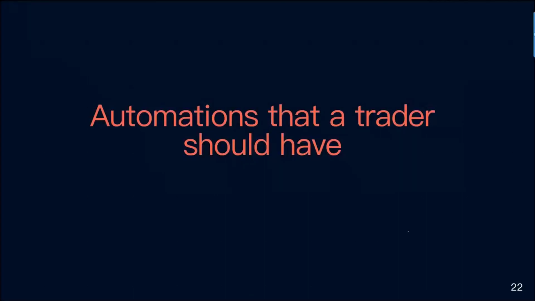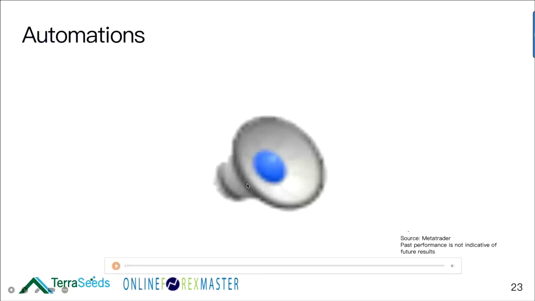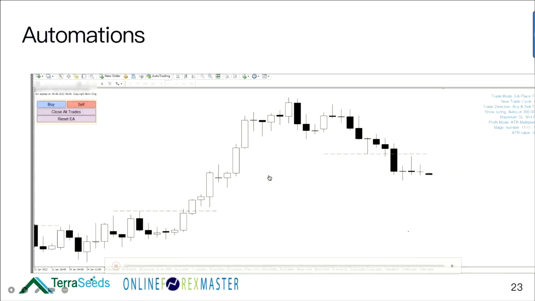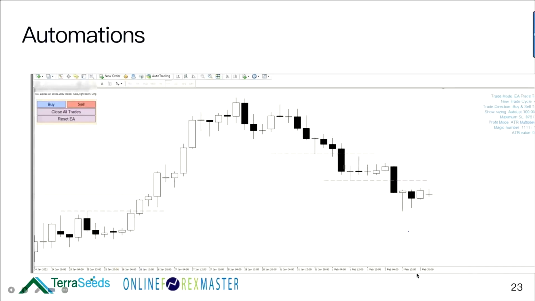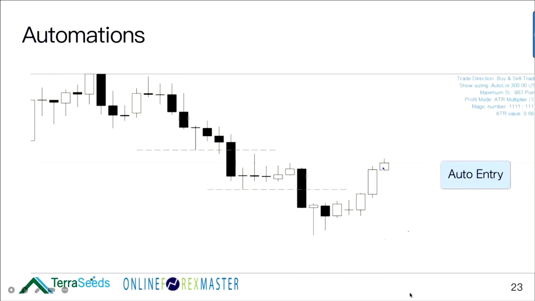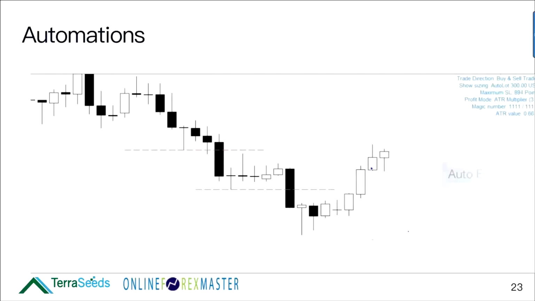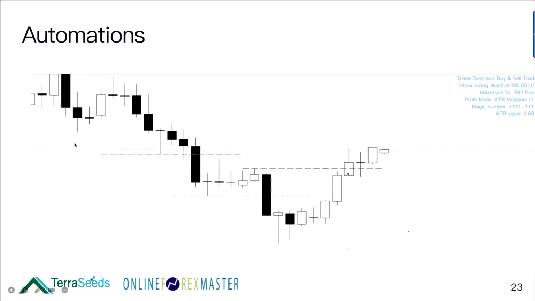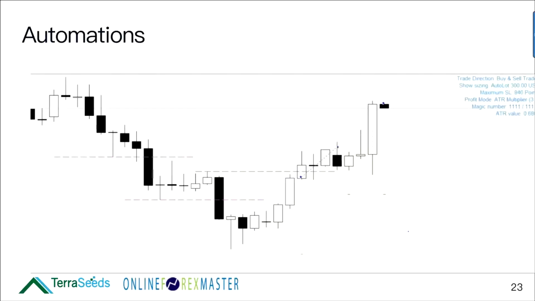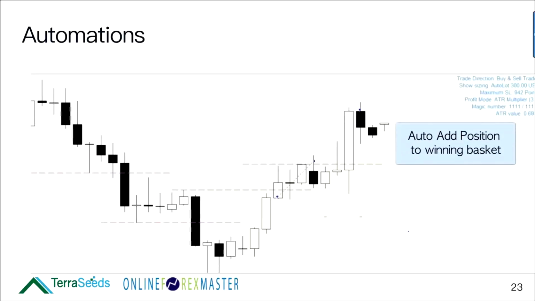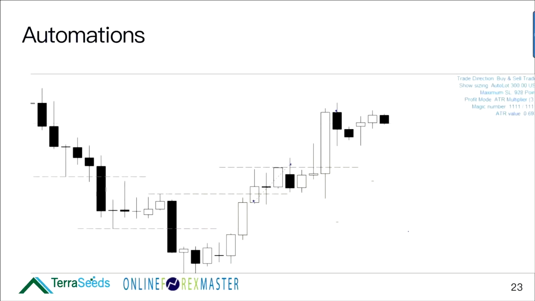Now, lastly, I just wanted to talk about the automations that anybody should have if you are trading. These are automations that I built for myself, so let me quickly run through how it works. The first automation is auto opening. If you have a method, you can automatically open the trade. These automations work on the wash and rinse entry. That means this one is like a buy signal for us, and it automatically opens. The second one automatically shifts the stop loss, and it keeps adding to the winning basket.